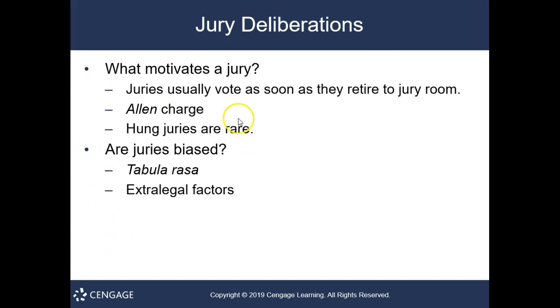And then the Allen charge is basically where the jury has been deliberating for a very long time, and they may not even come out to ask the judge questions or otherwise. It's just taking a very, very long time. The judge may bring them out and tell them that he or she wants the jury to continue the deliberations to see if they can possibly come to a verdict.